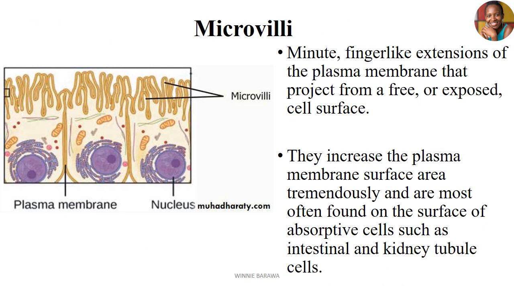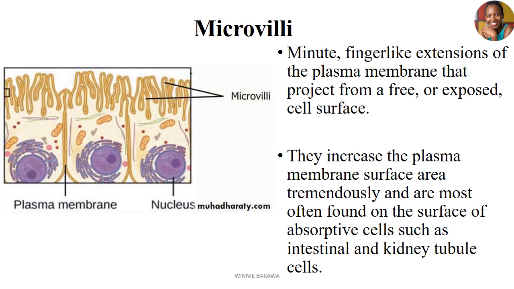But now we have the microvilli here. In the microvilli, we've said these are finger-like projections, which are minute. Because they're finger-like projections, they are extensions from the plasma membrane that project freely, or are exposed, from the cell surfaces. So number one, they increase the plasma membrane surface area tremendously and are most often found on the surface of absorptive cells, e.g. in the intestines or in the kidney tubule cells.